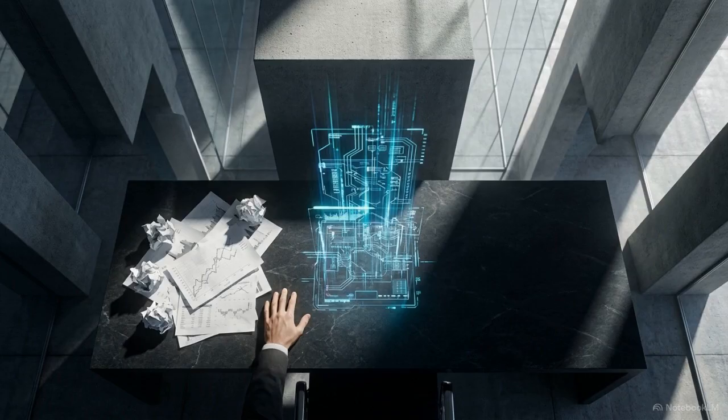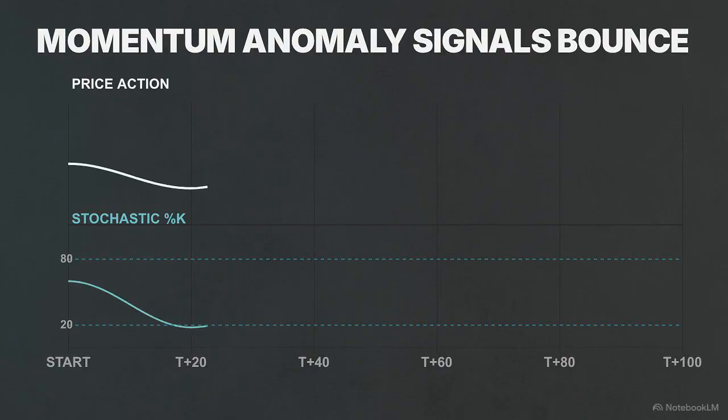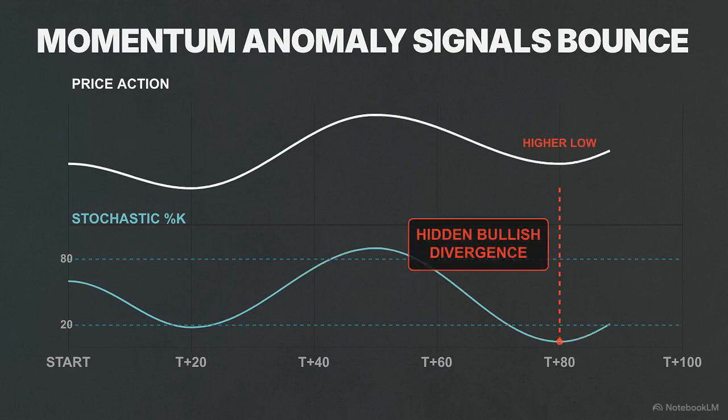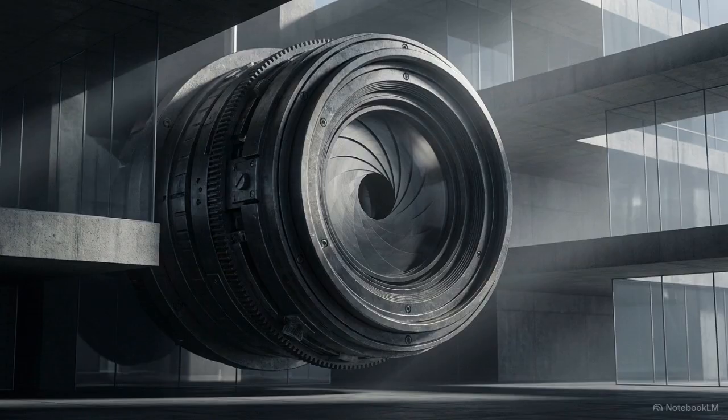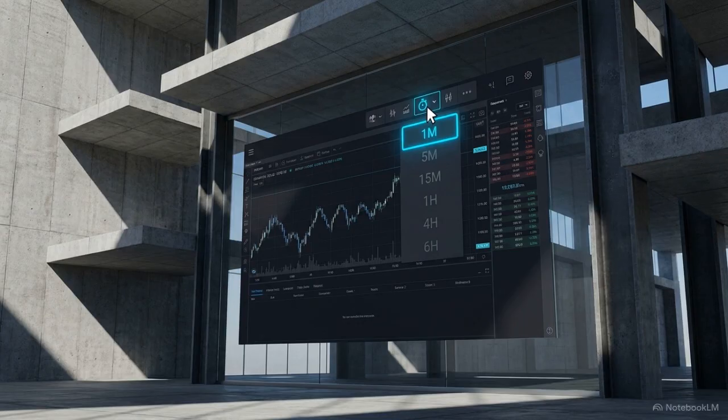Trading a sideways market requires a shift in strategy. Success here relies on capturing the immediate bounce, using a mathematical anomaly called hidden stochastic divergence. Step 1 is adjusting our field of vision. To capture these micro-oscillations, we drop down to microscopic timeframes, specifically the 1-minute or 5-minute charts.